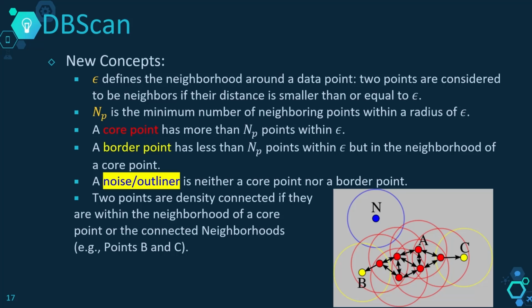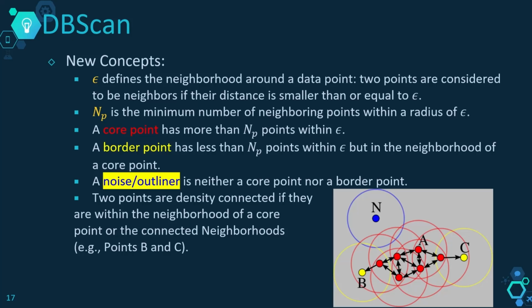So the first thing is called epsilon. Epsilon defines the neighborhood around a data point. Two points are considered to be neighbors if their distance is smaller than or equal to epsilon. So you take two points and calculate the distance. If the distance is smaller than that, they're neighbors. If the distance is greater than that, they're not neighbors anymore.